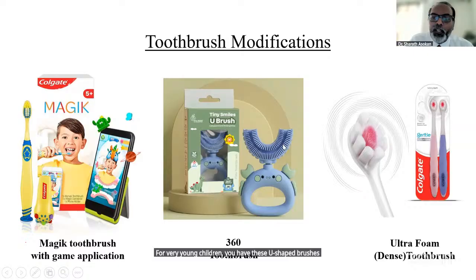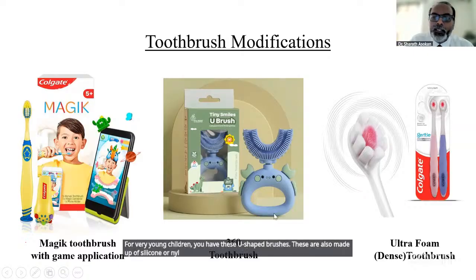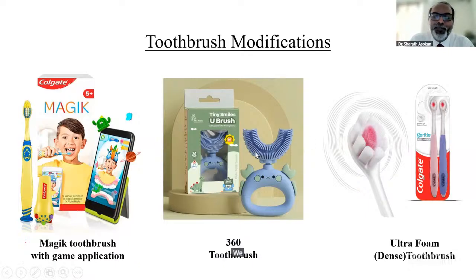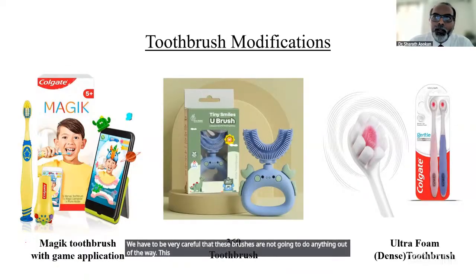For very young children, you have these U-shaped brushes. These are also made of silicone or nylon. This is called a 360 brush, which is like a horseshoe or U shape, with extensions, bristles, and these rubber cup kind of things. But we have to be careful with these brushes. Since the manual dexterity is not there, children are going to be asked to bite, clench, and chew on it, so you cannot expect very efficient plaque removal.